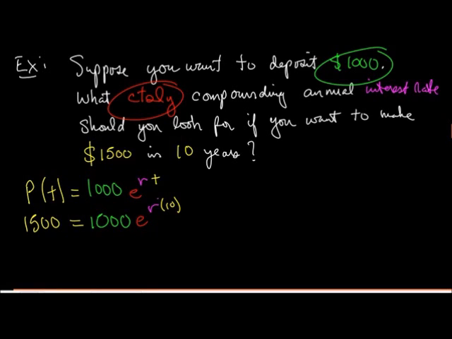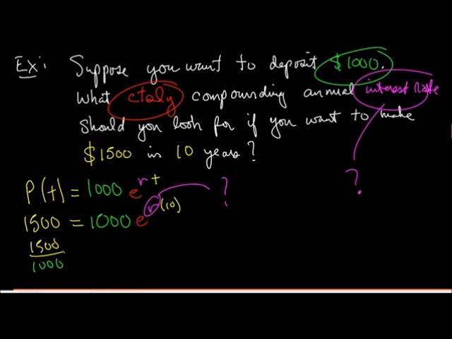Okay, and look, this is the thing we want to solve for now, the interest rate. And so in order to do that, we have to take 1,500 divided by 1,000. Okay, if you simplify that, you see you could cross out some of these zeros. 15 divided by 10 is the same thing as 3 over 2. I'll write that later though. This is equal to e to the r times 10. And we come over here, we get 3 over 2 is equal to e to the r times 10.